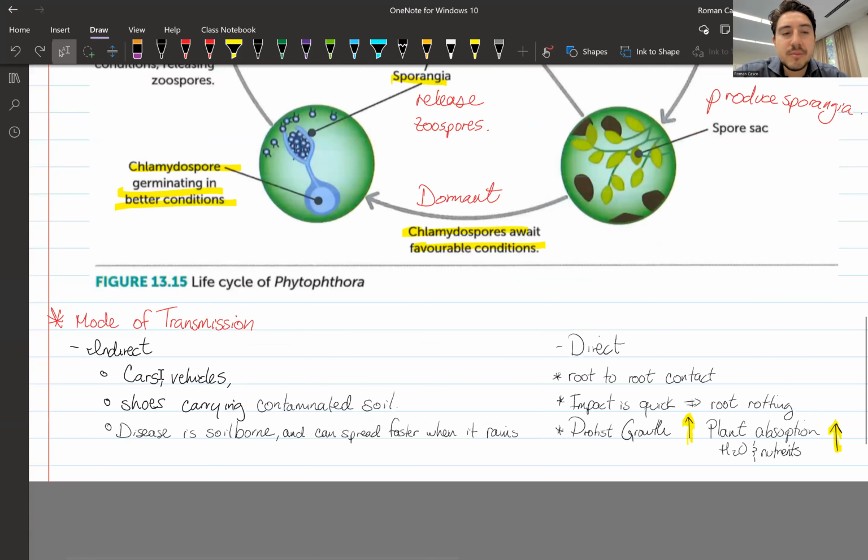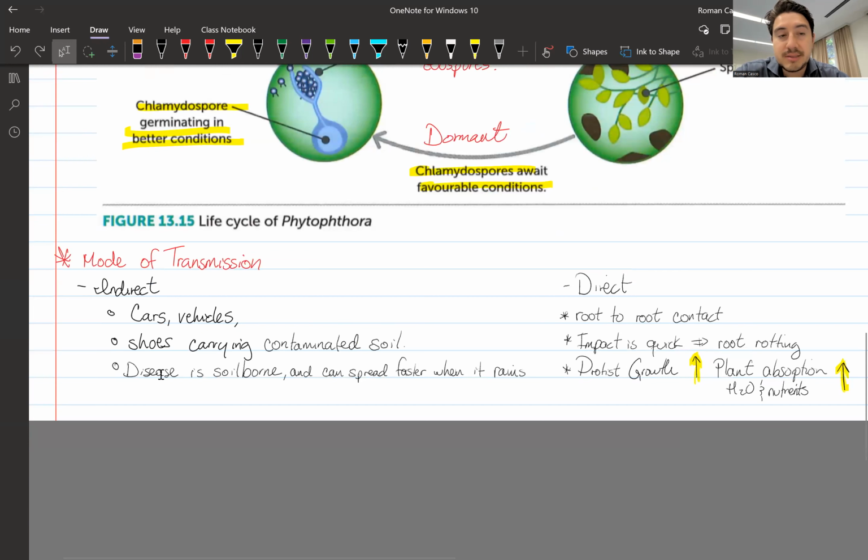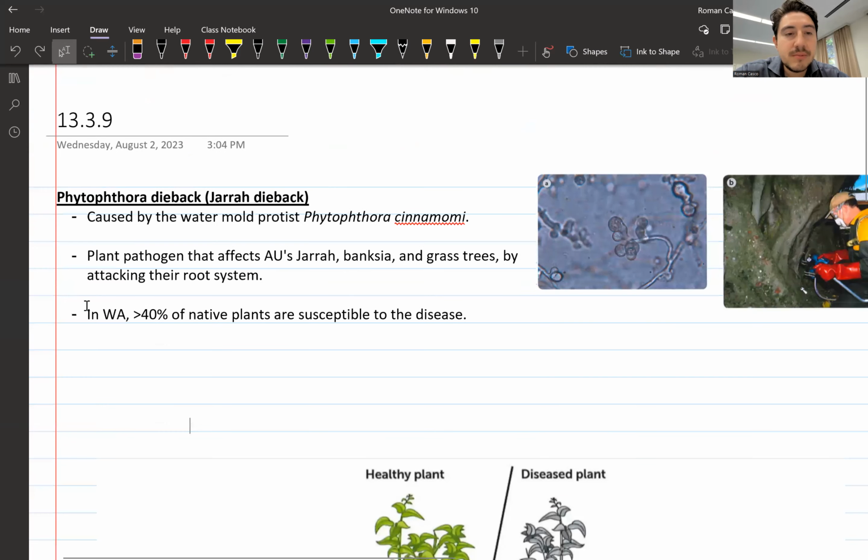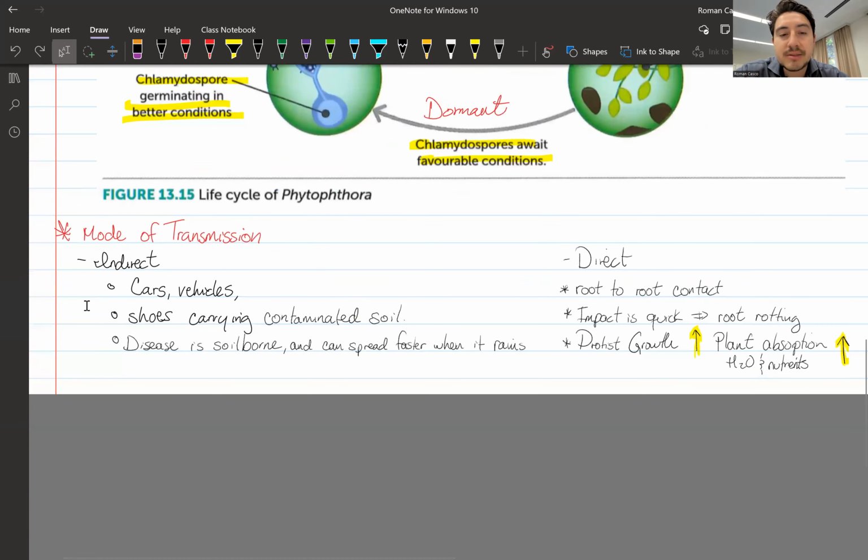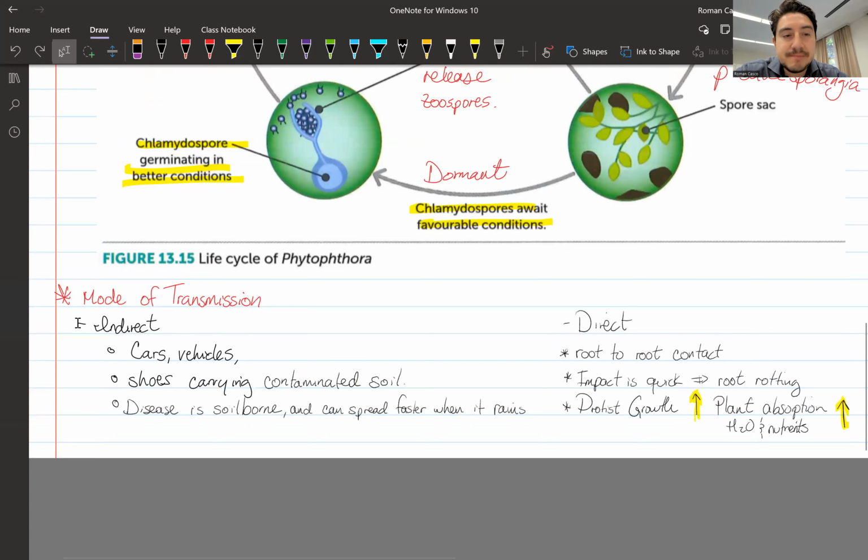So what is their mode of transmission and how can it be enhanced? Like I mentioned, it's through the root systems. It is moreover indirect, with just mechanical movement within the soil: cars and vehicles in general, tractors that are picking up soil and moving it from one location to another. You're getting this form of indirect transmission. Even shoes carry contaminated soil. If you walk on soil, you're spreading it out. You're becoming a mode of transmission for that soil.